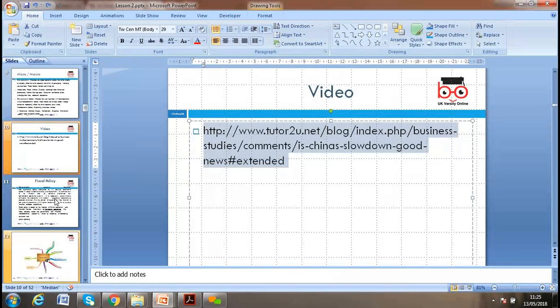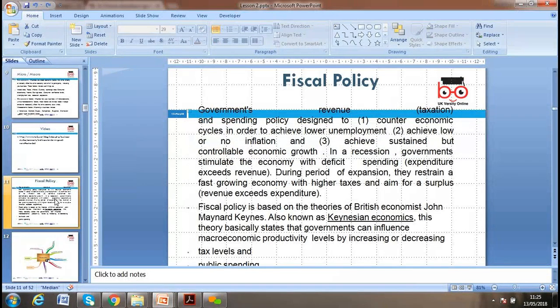So guys, everyone, if you really want to find more information, always consult World Bank data. That will help you to further understand in detail. So fiscal policy is government revenue, taxation and spending policy designed to counter the economic cycle in order to achieve lower unemployment, lower inflation, and sustained but controlled economic growth. In recession, the government stimulates the economy with deficit spending, expenditures exceeding revenue. During a period of expansion, it then restrains a fast growing economy with higher taxes and aims for a surplus, where revenue exceeds expenditures.